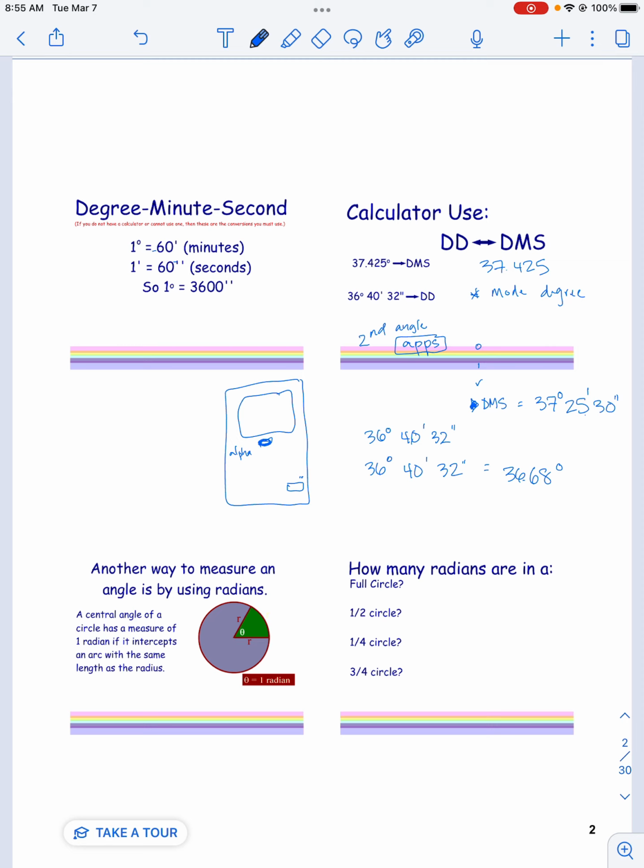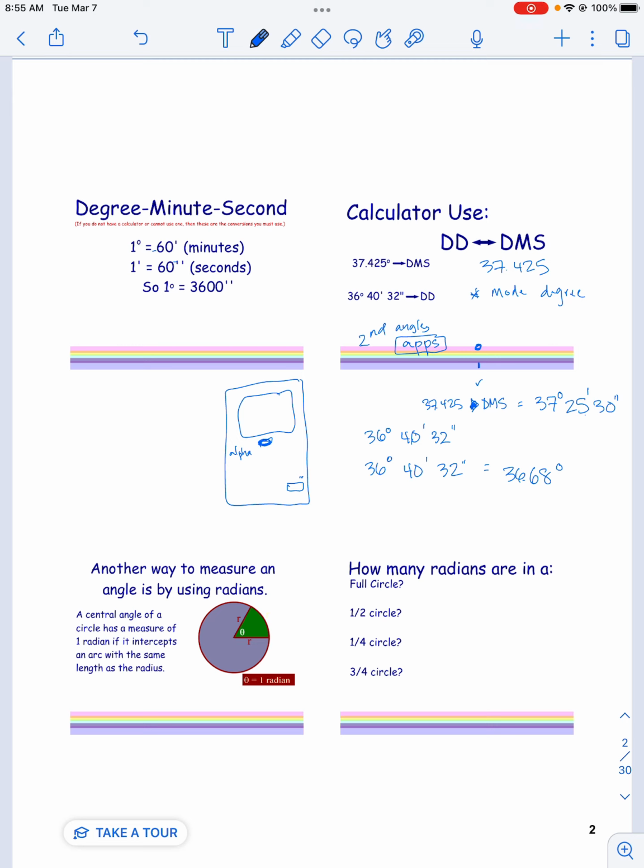You type in 37.425 and then go to the second apps button. You'll see it says angle above. Scroll down, you'll see the degree symbol, the minute symbol, and the second symbol is a little tricky, but we'll find that in a minute. Go down to where it says DMS. You can take the decimal degree that you type in, 37.425, go down to degrees, minutes, seconds, and you will get 37 degrees, 25 minutes, and 30 seconds. It's that easy every time.